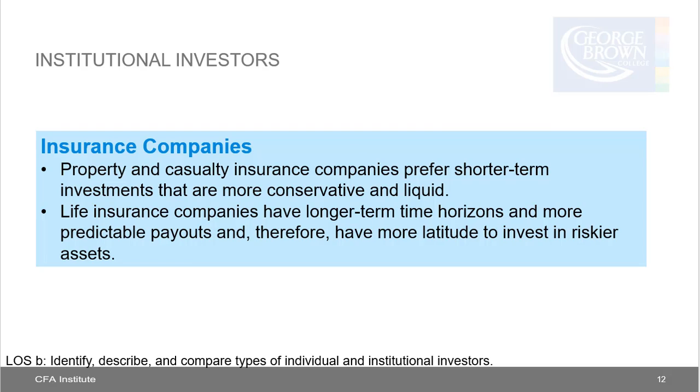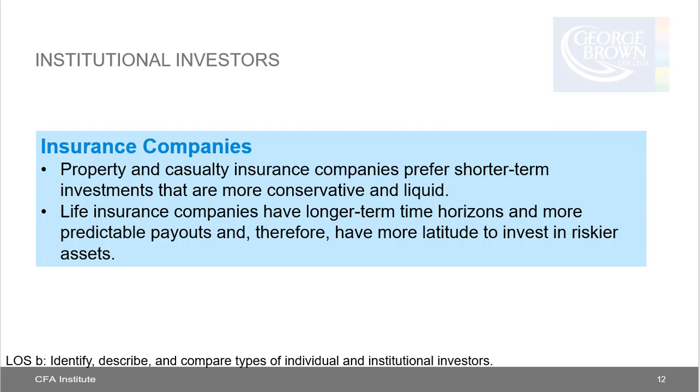There are two main types of insurance companies. One type is property and casualty insurance companies, which protect their policyholders from the financial loss caused by such incidents as accidents and theft. They have short-term horizons and relatively unpredictable payouts, therefore they prefer shorter-term investments that are more conservative and liquid. So that's a very important characteristic of property and casualty insurance companies. Short time horizons, unpredictable payouts, therefore they have to have shorter-term investments, more conservative and liquid. Lower risk when we say more conservative.